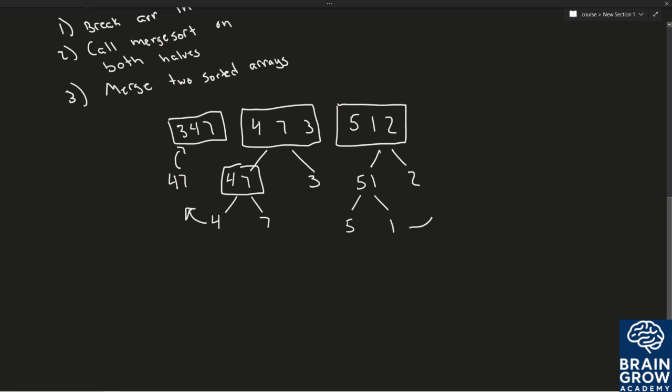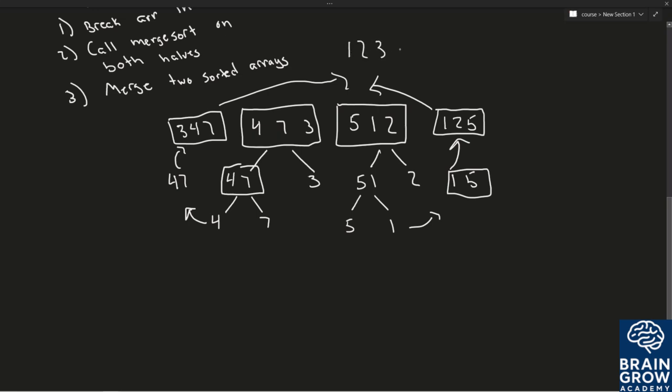Over here, we're going to have 1 and 5. And now we need to sort in the 2. So up here, we're going to go 1, 2, 5. So now we have our last 2 arrays that need to be sorted, and they will obviously sort to 1, 2, 3, 4, 5, and 7.